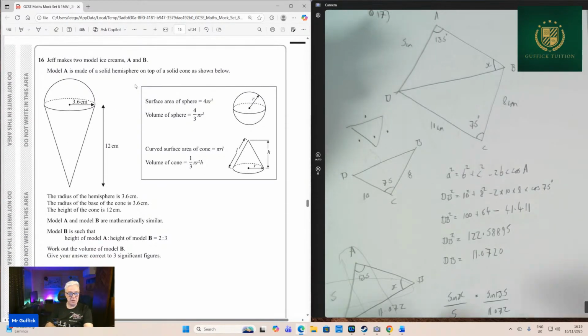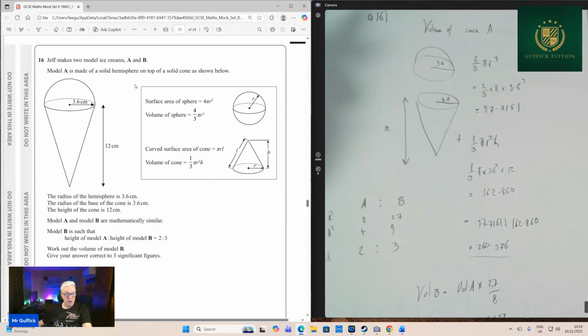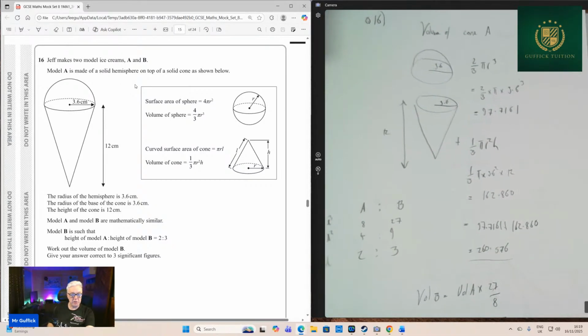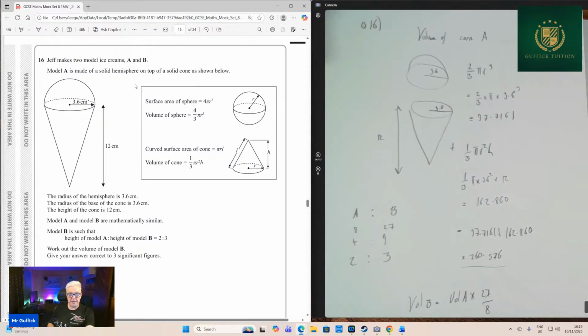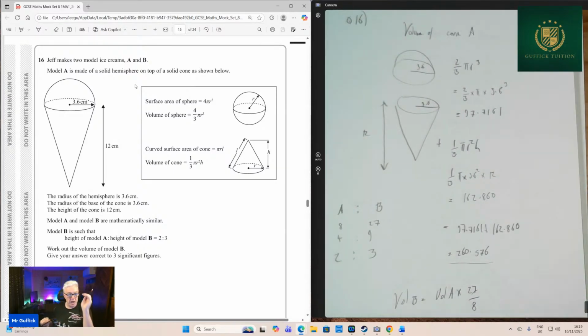Jeff makes 2 model ice creams, A and B. Model A is made from a solid hemisphere on top of a solid cone as shown below. The radius of the hemisphere is 3.6. The radius of the base of the cone is also 3.6. The height of the cone is 12. Model A and Model B are mathematically similar to each other. The ratio of the height of Model A to the height of Model B is 2 to 3. Work out the volume of Model B.